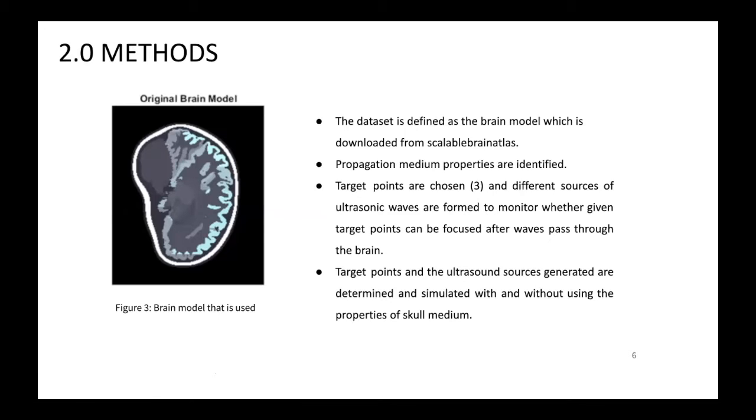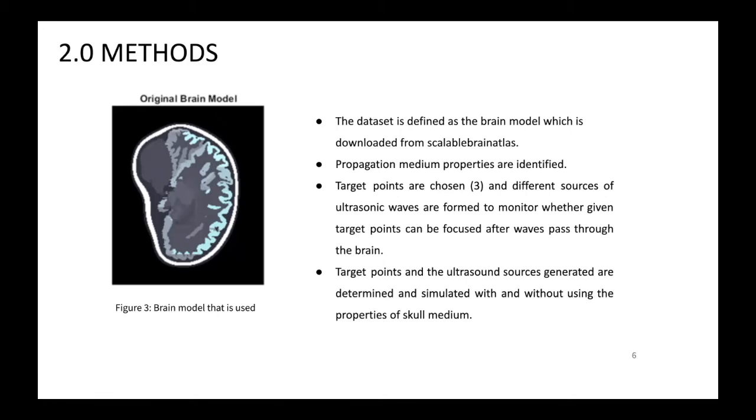Data obtained from the site stated contains 3D cross-sectional data of an adult-sized brain. For this project, we used a slice corresponding to the XY axis of the brain structure to generate a 2D simulation of ultrasonic wave pressure. You can see the picture of the model that we have used. With respect to the data set and the positions that our mediums are located, properties of the mediums are identified. Target points are chosen and different sources of ultrasonic waves are formed to monitor these points.